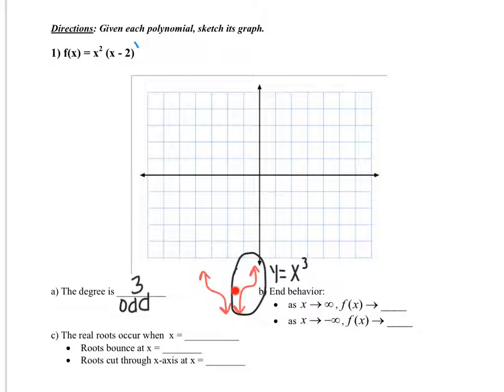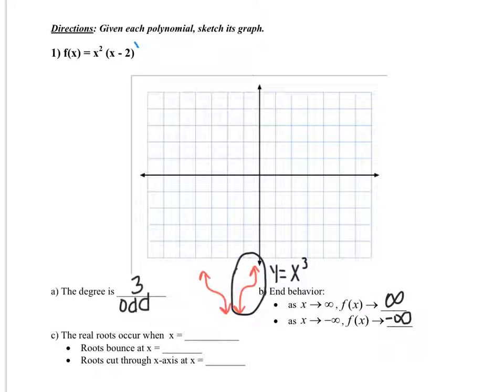So as x approaches infinity, f of x goes to infinity. And as x goes to negative infinity, then f of x goes to negative infinity as well. Okay, now when do the roots occur? That's basically what we need to know.